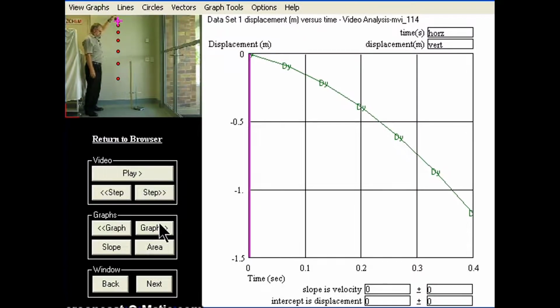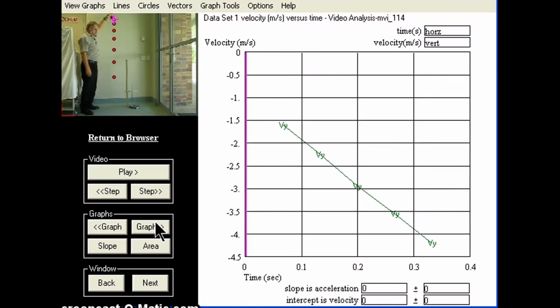Let's have a look at that. As I hope you predicted, the graph is a beautiful straight line. The velocities are increasing in the downward direction. The gradient of this velocity time graph will be the acceleration of free fall, little g, sometimes called the acceleration due to gravity. We know that the magnitude of this should be 9.8 meters per second per second.